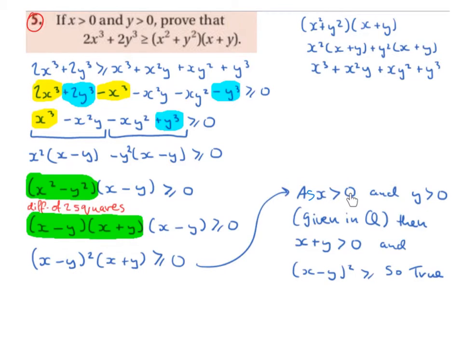And as x is greater than 0 and y is greater than 0, this was given to us in the question, then x plus y must be greater than 0, and x minus y squared is greater than or equal to 0, so it must be true. So since this ends up being greater or equal to 0, this statement is true. And the most important part here is that anything squared is going to be positive. So anything squared must be greater or equal to 0. So that's how it ends up being true.